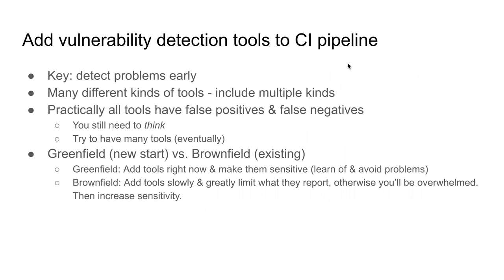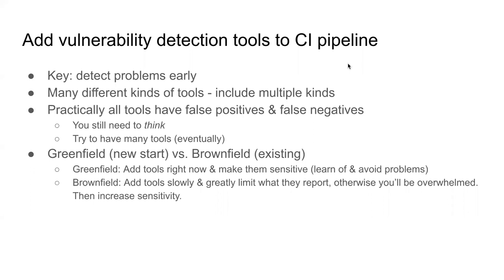Now, I mentioned earlier, you need to do more than just know in your head. You need to apply, but you know what? It's hard to be perfect. So it's important to also add vulnerability detection tools to your CI pipeline. The key here is to detect problems early, okay?